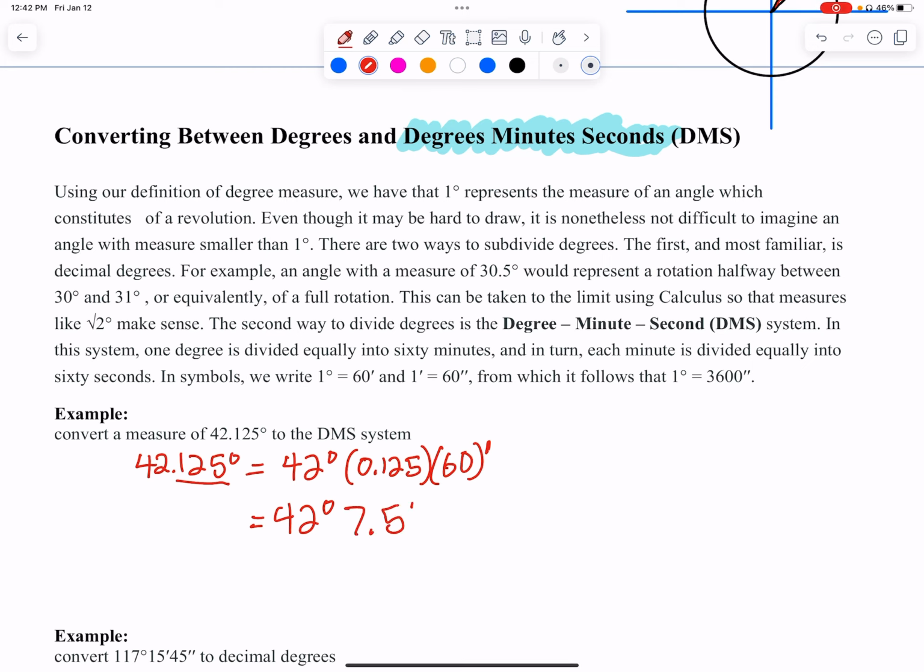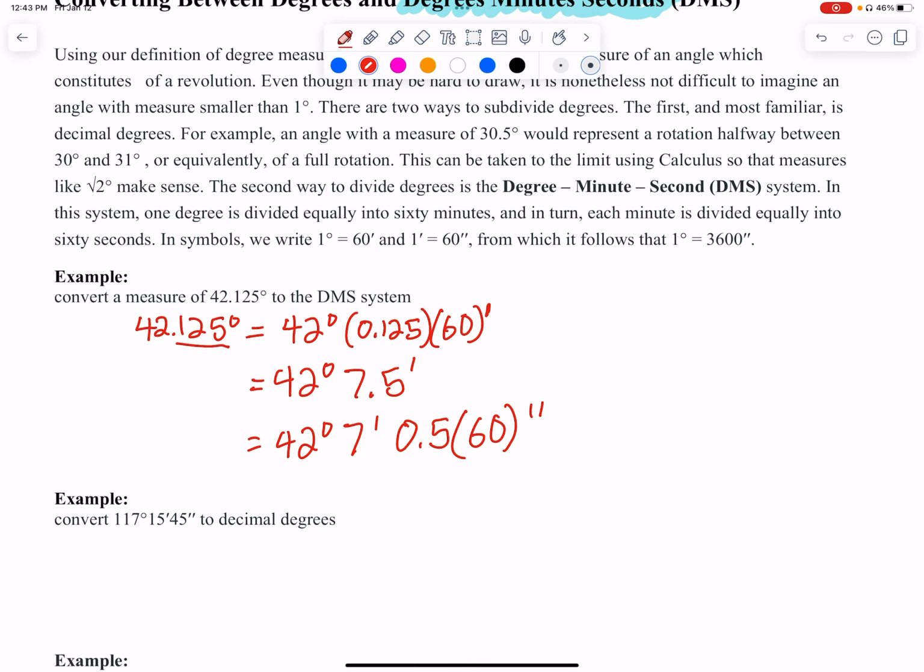Now, the problem here is, remember the whole point with degrees, minutes, seconds is we don't want the decimals, right? We can get it down to a very accurate number without the decimals. So what we do from here is 42 degrees, 7 minutes, and now this is 0.5 of a minute. So I'm going to multiply that 0.5 because that's a fractional part of a minute.